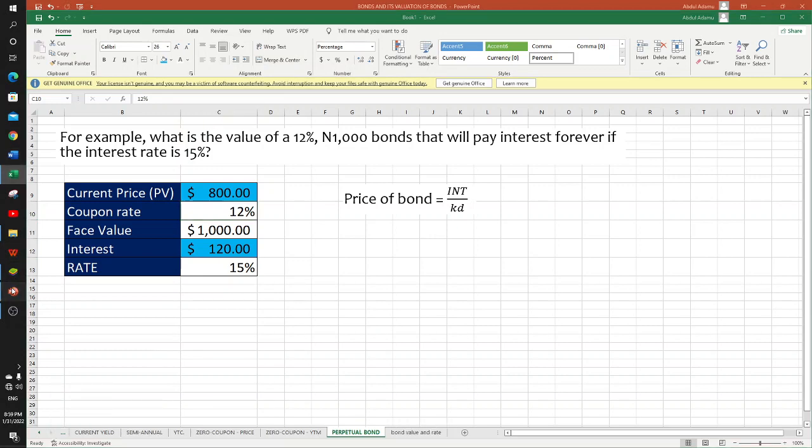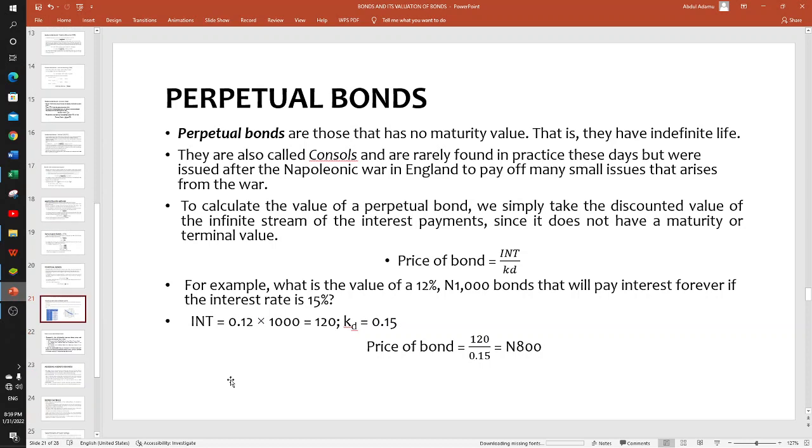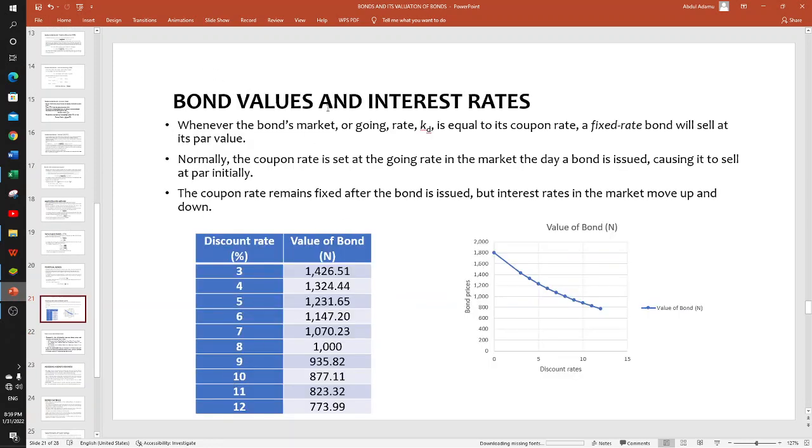Now the next thing we'll look at is the relationship between bond value and interest rate. We see that whenever the bond market or going rate is equal to the coupon rate, a fixed rate bond will sell at par. So when 8% is the coupon rate and the required rate of return is 8%, it will sell at par. So normally the coupon rate is set at the going rate in the market the day the bond is issued, causing it to sell at par initially.